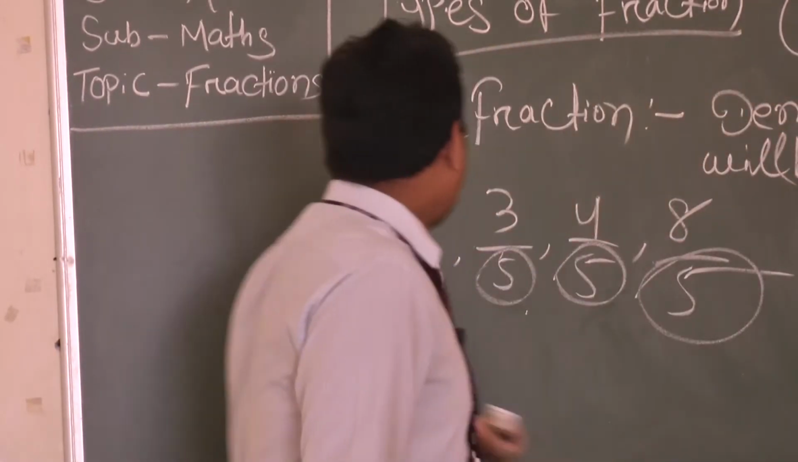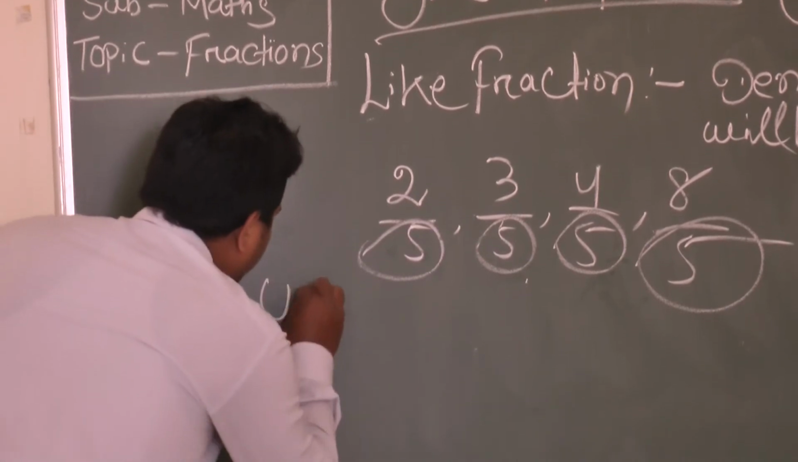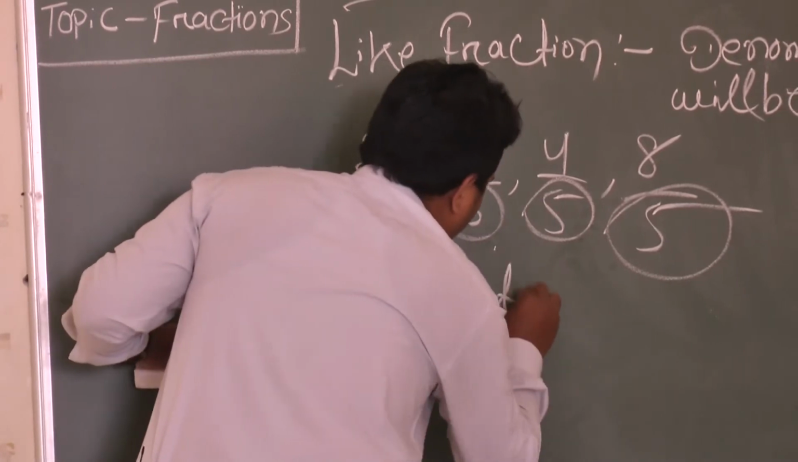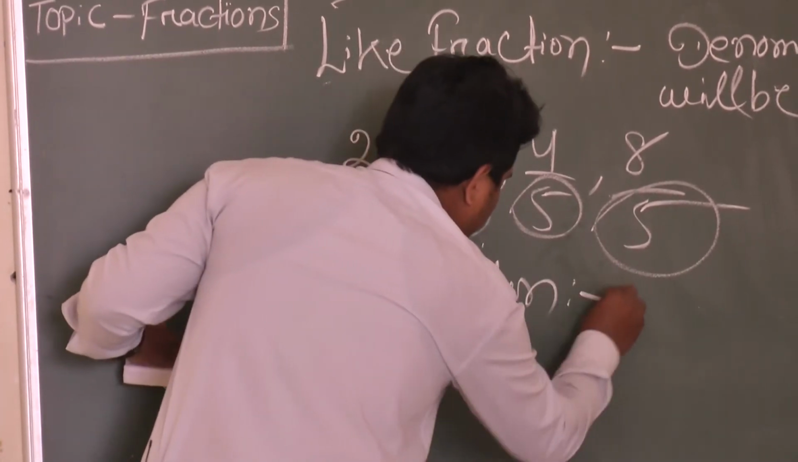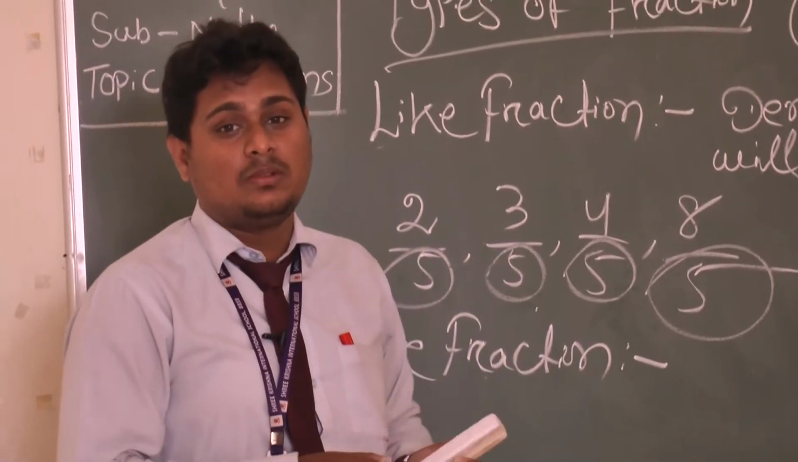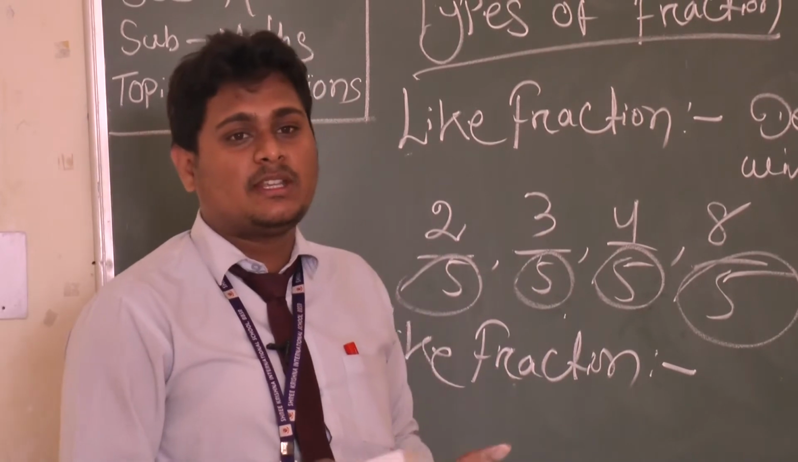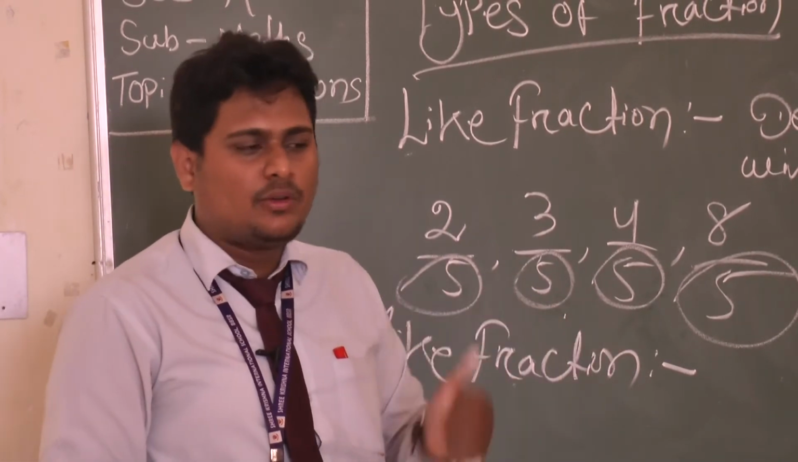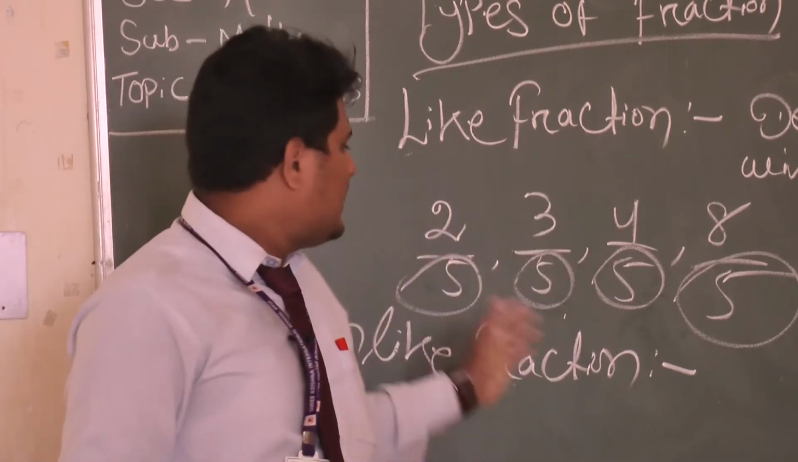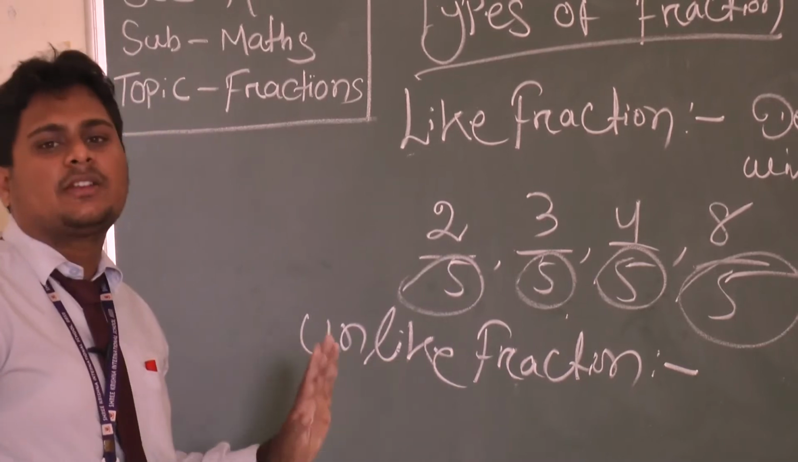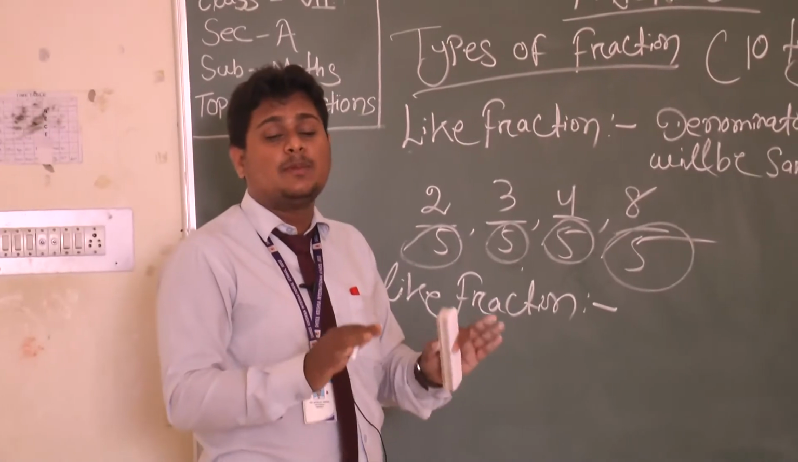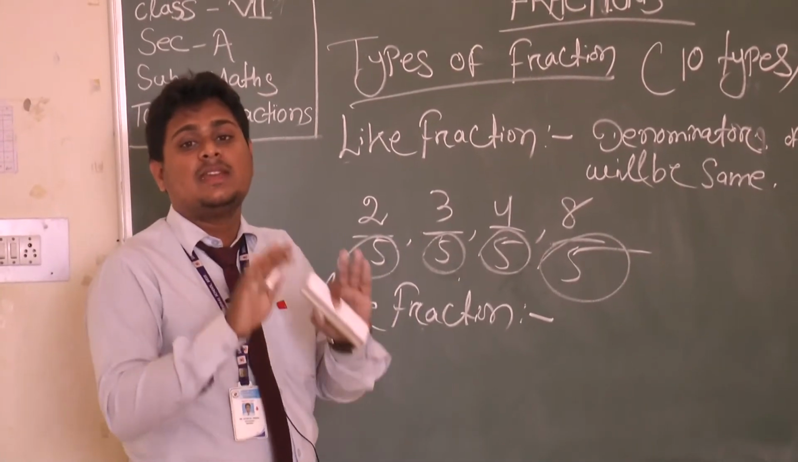Now we will see another fraction, unlike fraction. Unlike fraction means, like in YouTube, the like is when you put a thumbs up, but unlike is when you give a thumbs down. Here also we will see unlike fractions. Unlike fraction means the denominators are not the same. It means the fractions are not the same with each other.